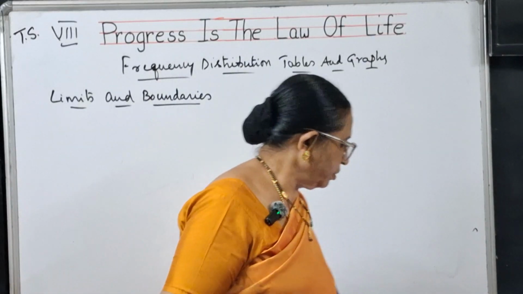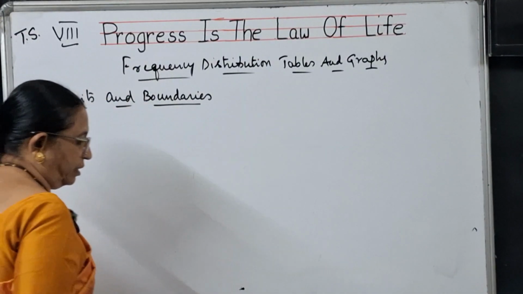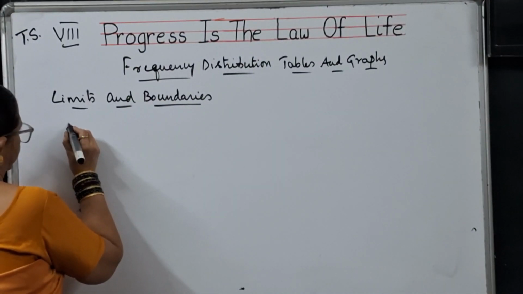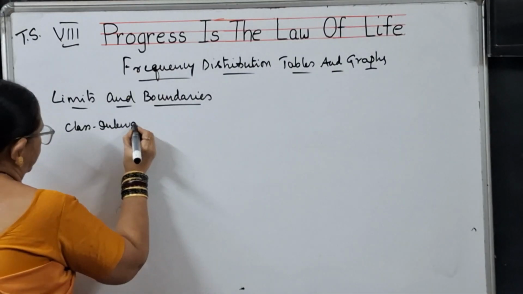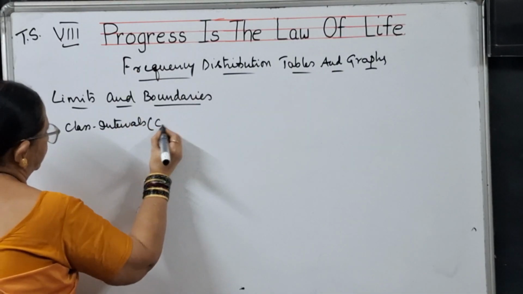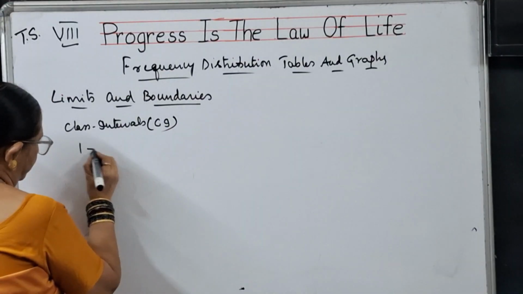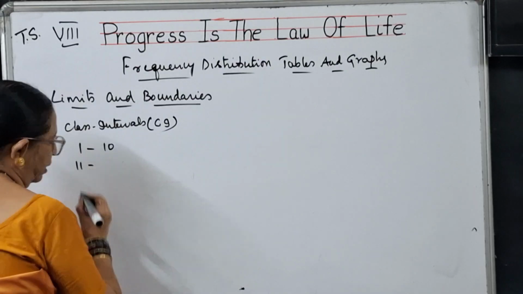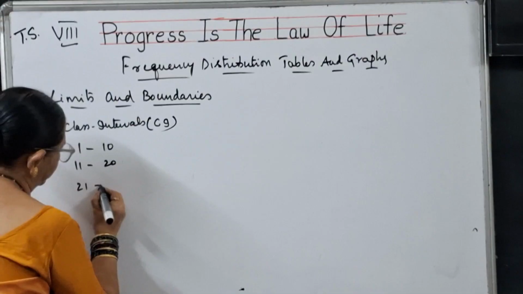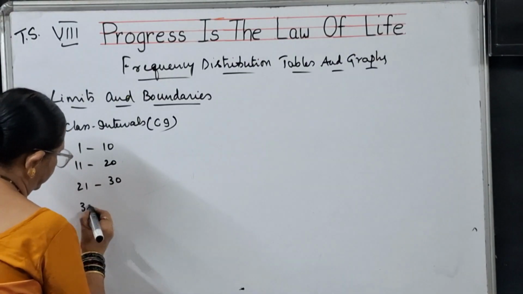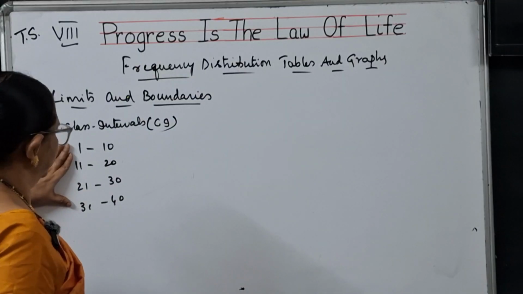Now let us talk about limits and boundaries. Suppose you have taken a class interval. Class intervals, usually we represent it as CI. So class intervals has 1 to 10 and 11 to 20, 21 to 30, 31 to 40. Suppose these are the class intervals.